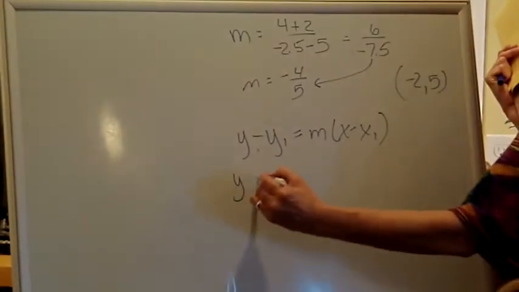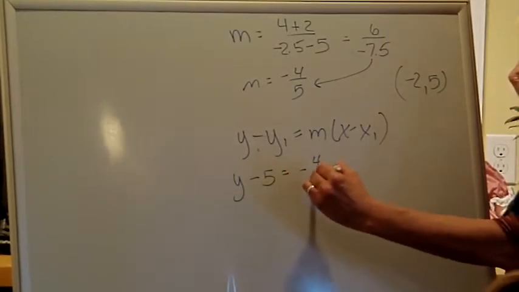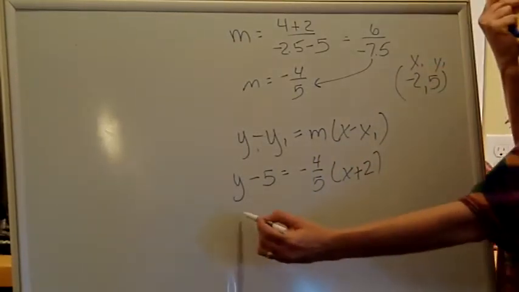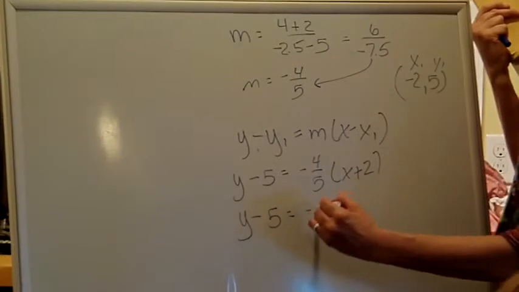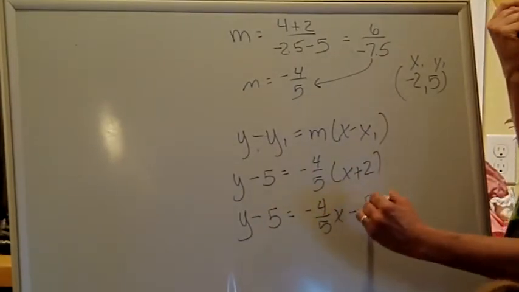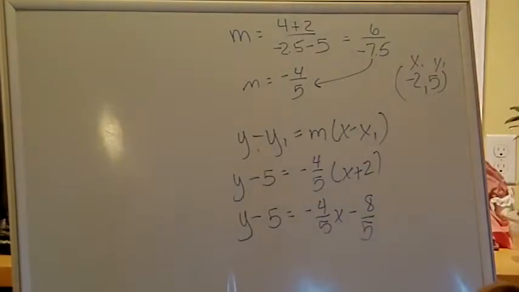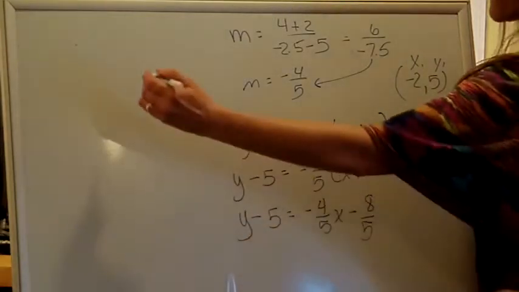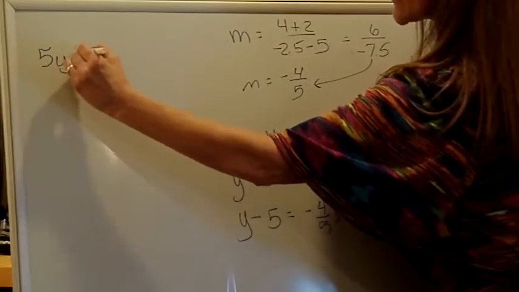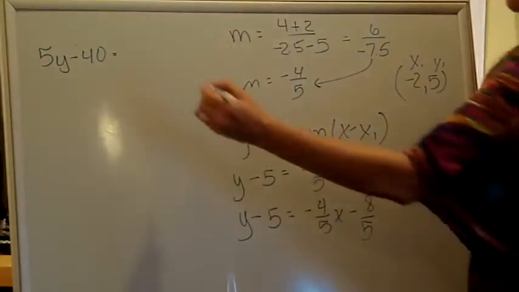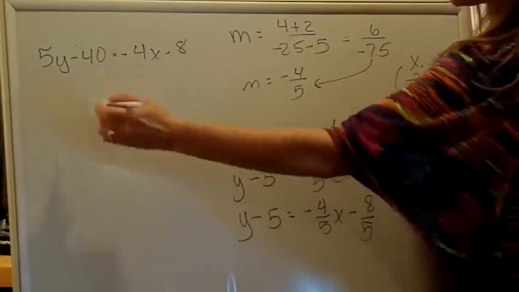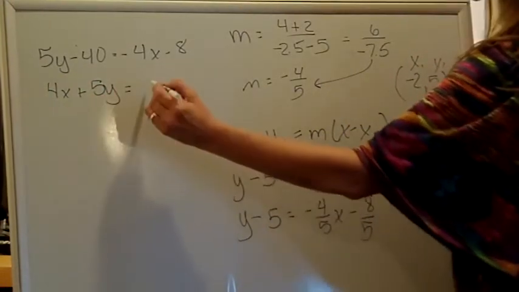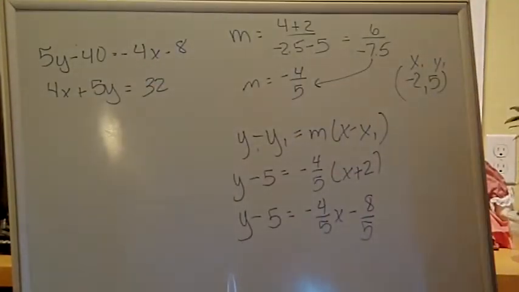So you just say y minus 5 equals negative 4/5 x plus 2, because this is your x1, y1. y minus 5 equals negative 4/5 x minus 8/5. Since everything looks like it's in standard form, I multiplied everything by 5. We'll get up here, 5y minus 40 equals negative 4x minus 8. Add the 4x over. Add the 40 over. Now, if you look at your answer choices, this is where it got me.